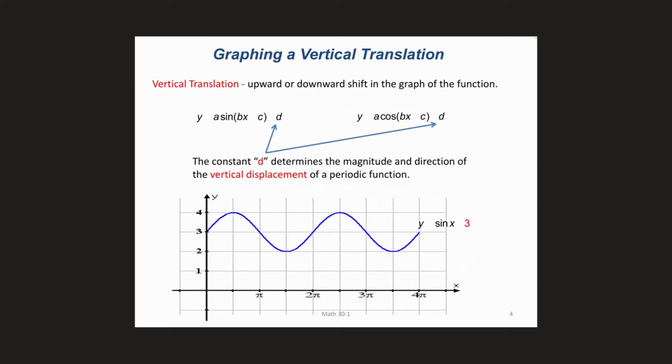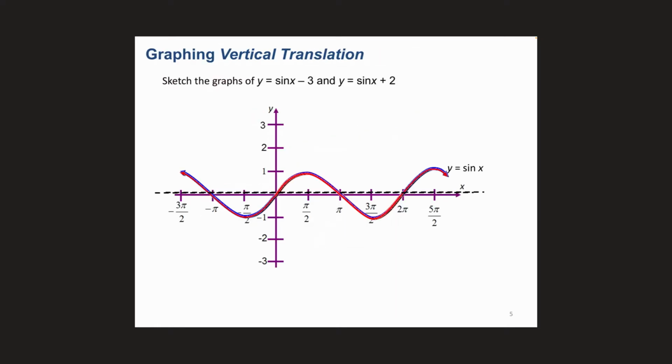So remember that the D, it can either be plus or it could be minus, right? Plus or minus, and we also know that it could be plus or minus C. So the D determines the vertical displacement. Okay, you can either go up or it can go down, okay? So for example, we're going to sketch the graph y equals sine of x minus 3 and y equals sine of x plus 2. So you see the minus 3?